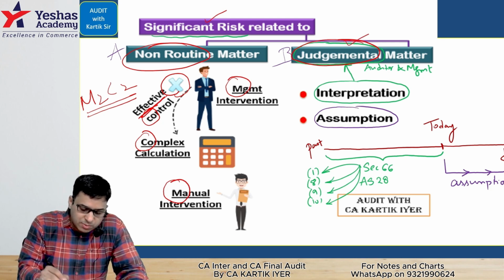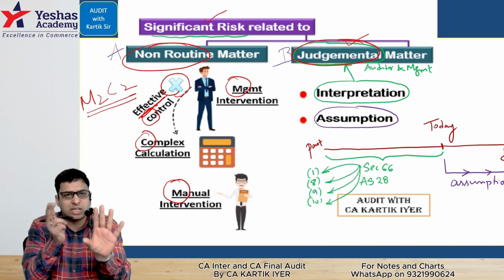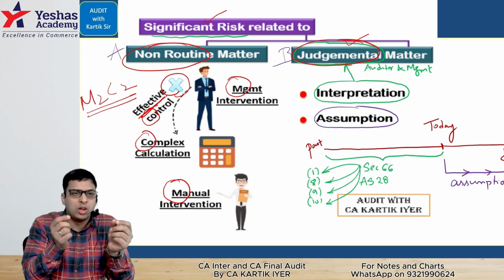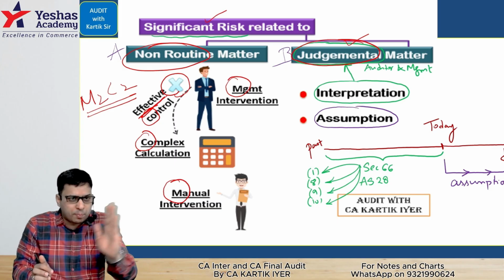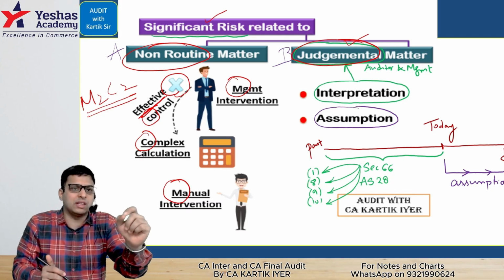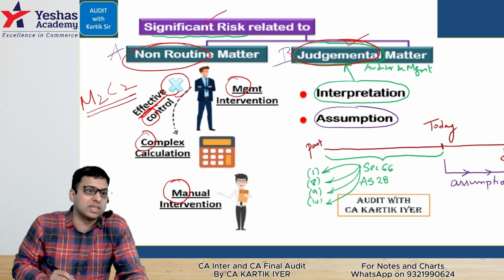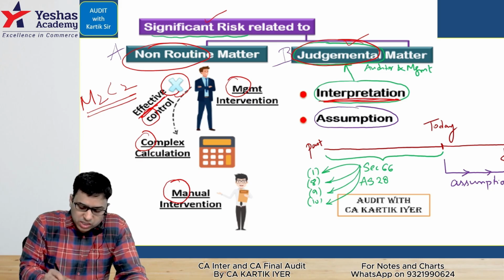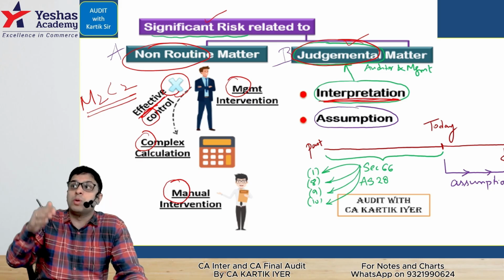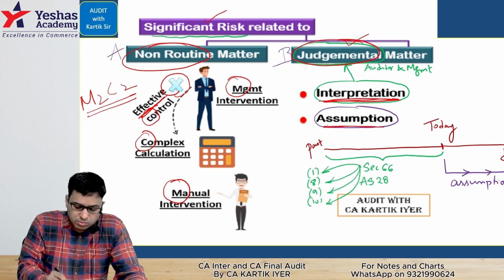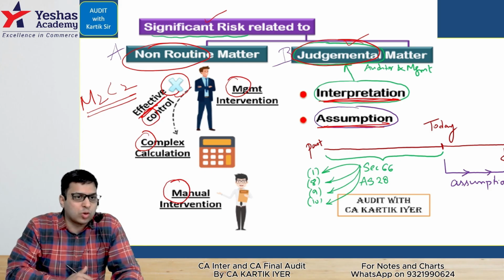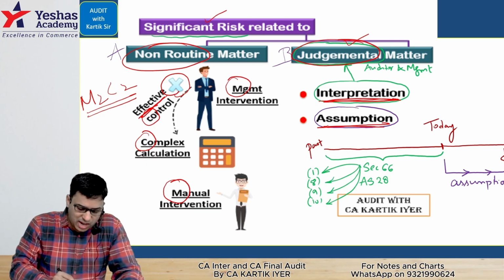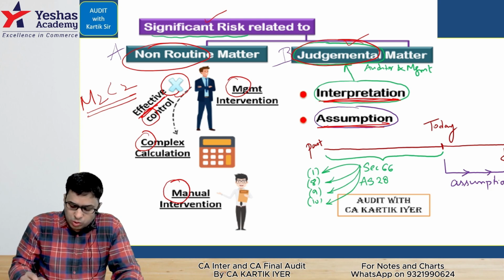We had also done something called judgmental matters, where the judgment of the management and the auditor may go wrong. The auditor and the management have different opinions in this case about the past. The way we interpret any law or regulation can be different from the way they interpret it. That is called interpretation. And second is what you assume about the future. That is called assumption. Simple. We had this question, which is question number 6A and 6B. Finally, we had the next area called documenting the risk.